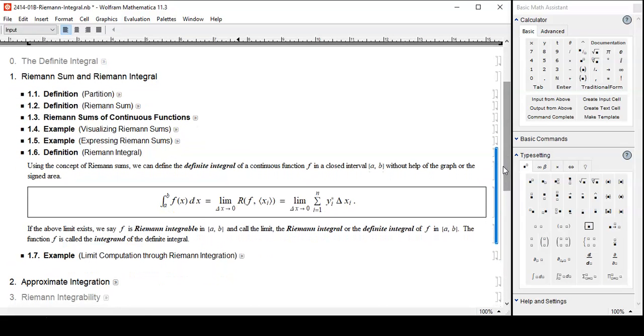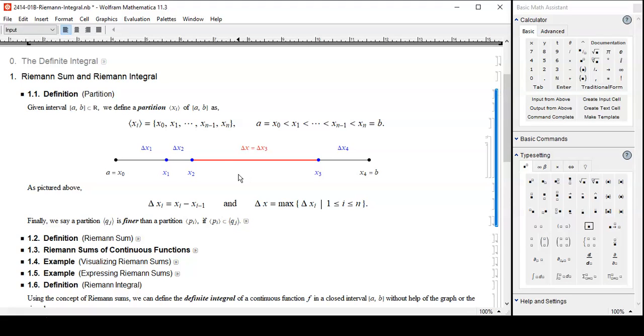We define it like this. The Riemann integral is defined as the limit of Riemann sums where delta x is going down to 0. Hey, what is delta x? Remember? It is the maximal partition width. The red one in this particular case. So if delta x is going down to 0, that means the maximum is going down to 0.